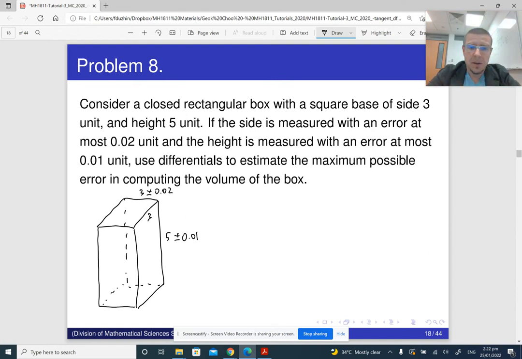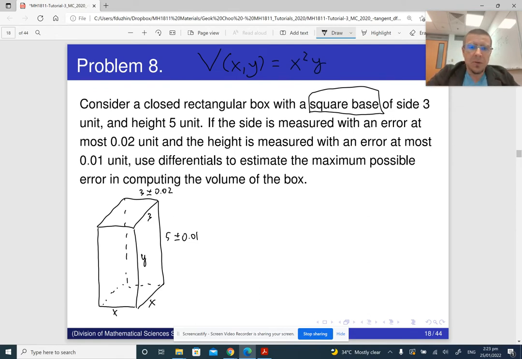So the setup here is that generally speaking, we have a box with a square base, right? So we can safely assume that the dimensions of the box are x by x, and let's say the height of the box is going to be y. And the volume of this box, say v, as a function of x and y, is going to be, well, x times x times y, which is x squared y.